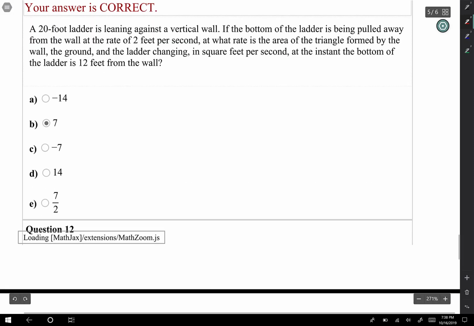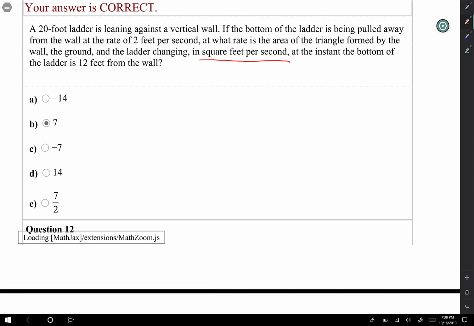All right. A 20-foot ladder is leaning against a vertical wall. If the bottom of the ladder is being pulled away from the wall at the rate of 2 feet per second, at what rate is the area of the triangle formed by the wall, the ground, and the ladder changing, in square feet per second, at the instant the bottom of the ladder is 12 feet from the wall? So what they really want to know, you might have to read that again, guys, is the rate of change of the area.